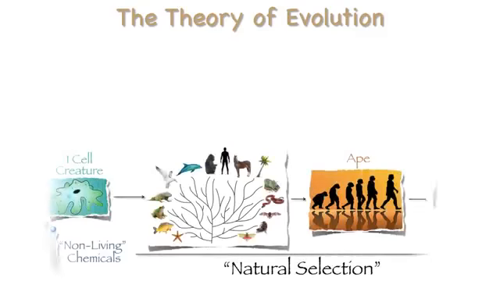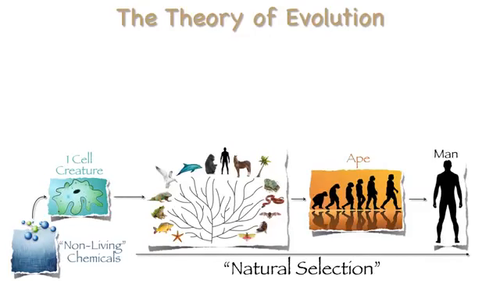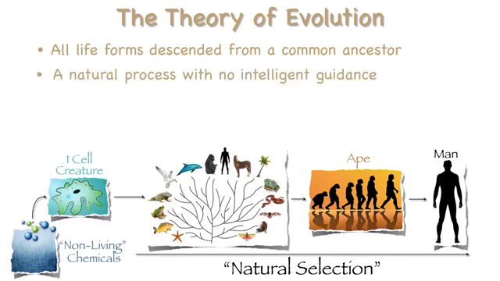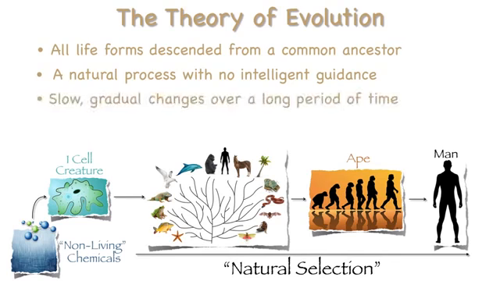Now here again is a snapshot overview of the theory of evolution and natural selection. As we learned, Darwinists believed that all life forms descended from a common ancestor, what is known as the first life. It was a natural process with no intelligent guidance. We're told that these life forms then underwent slow, gradual changes over a long period of time. An important part of Darwinism is the concept of survival of the fittest, where the strongest, quickest, and healthiest survive, and the weakest, slowest, and unhealthiest do not. This process is known as natural selection.